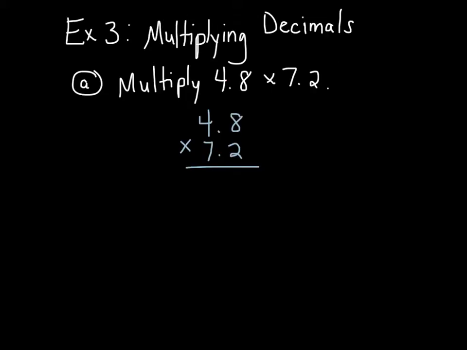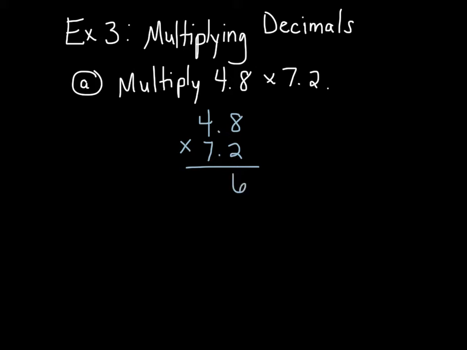Example 3, part A, has us multiplying 4 and 8/10 by 7 and 2/10. And remember that you don't have to line the decimals up. It just so happens that they're lined up this time because of the numbers that they gave us. It just happens to be a ones place and a tenths place and another ones place and a tenths place. But you're still going to want to be careful in the end that you don't just drop your decimal down. But first go ahead and pretend the decimals aren't there and just do your regular multiplication.